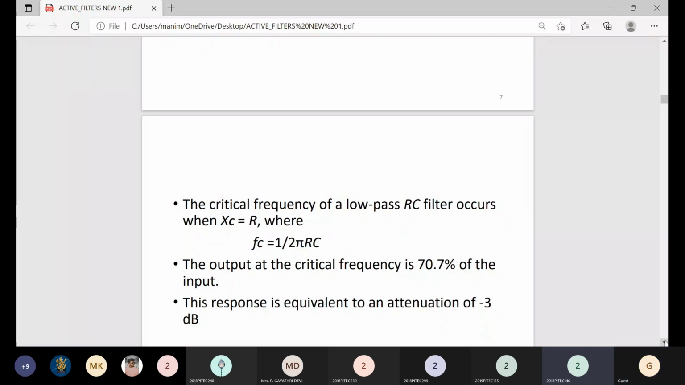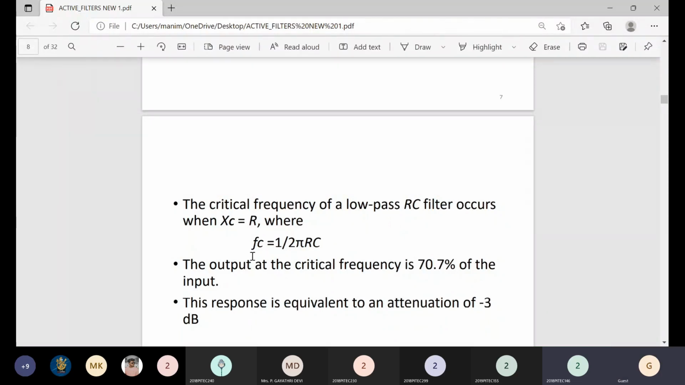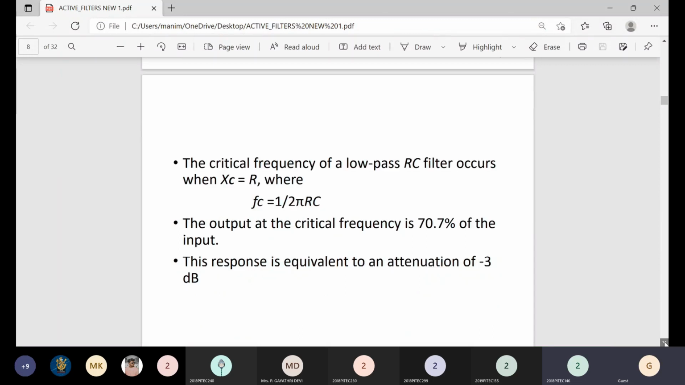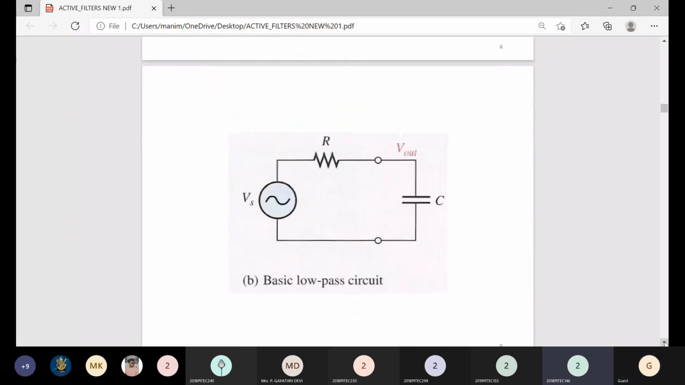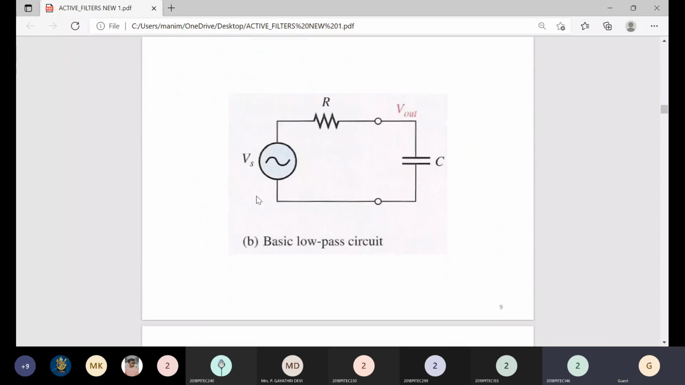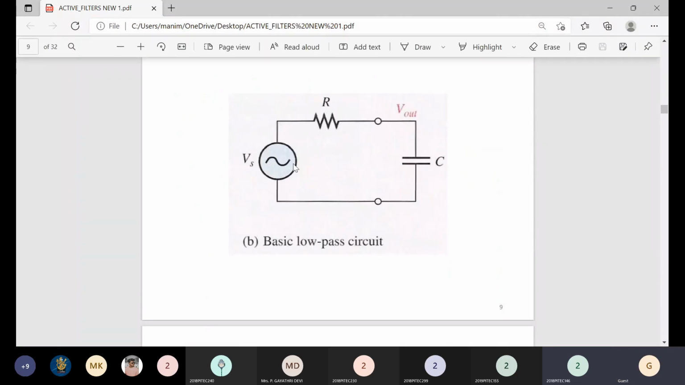So we derive it as equal to 1 by 2 pi RC. Okay, 1 by 2 pi RC. So this circuit is the simple low pass filter circuit. It is actually a passive circuit.